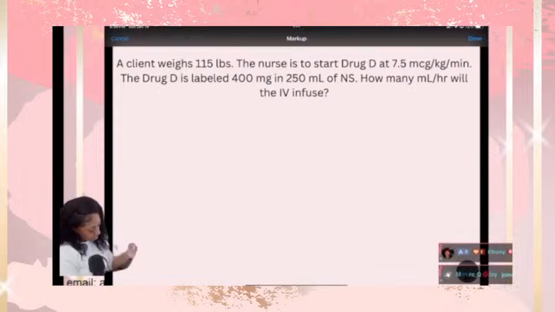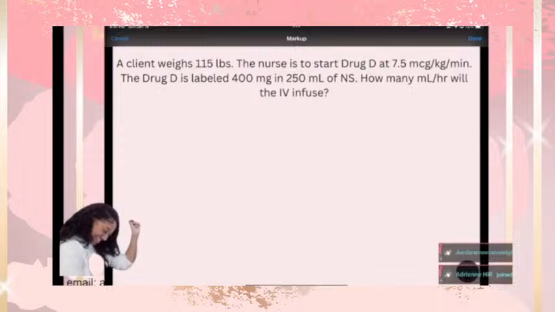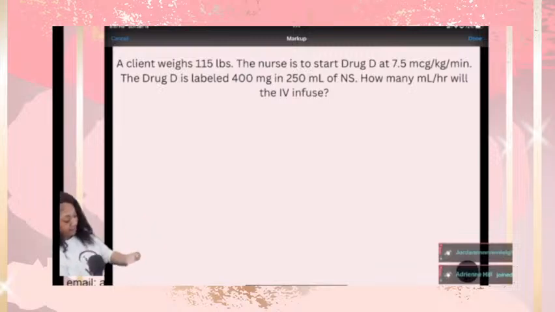All right. So a client weighs 115 pounds. The nurse is to start drug D at 7.5 micrograms per kilogram per minute. Drug D is labeled 400 milligrams in 250 mils of normal saline. How many milliliters per hour will the IV infuse?